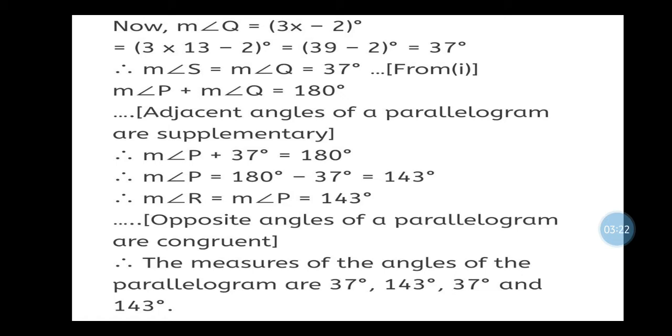As we already know, measure angle R is equal to measure angle P because opposite angles of parallelogram are congruent. Therefore, measure angle R is also equal to 143 degree. The final answer, the measures of the angles of the parallelogram are 37 degree, 143 degree and 37 degree and 143 degree respectively.